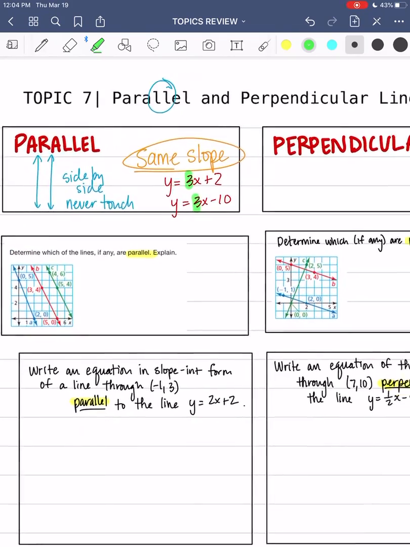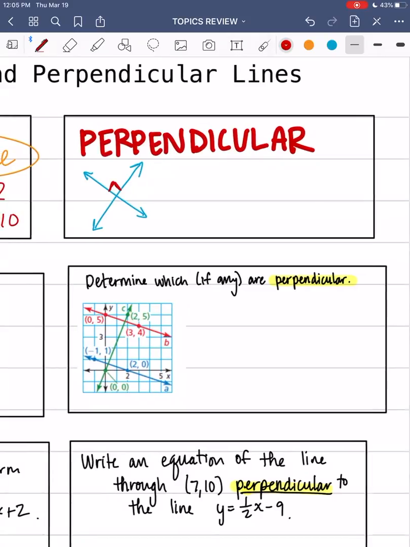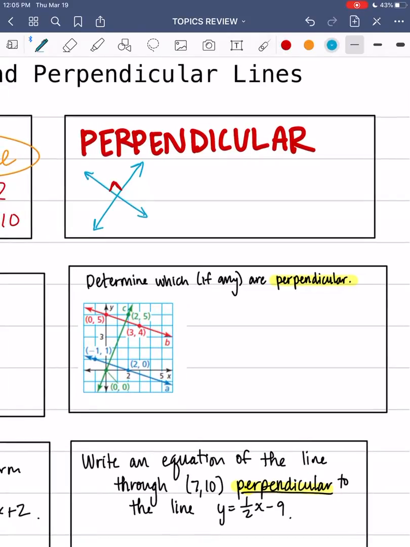Okay. Perpendicular is like the exact opposite of parallel. So instead of being side by side, they cross perfectly. They're going to cross at a 90-degree angle. So they're perfectly crossed. And so they meet. I want orange.